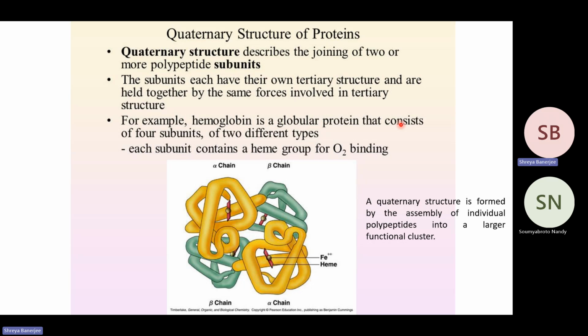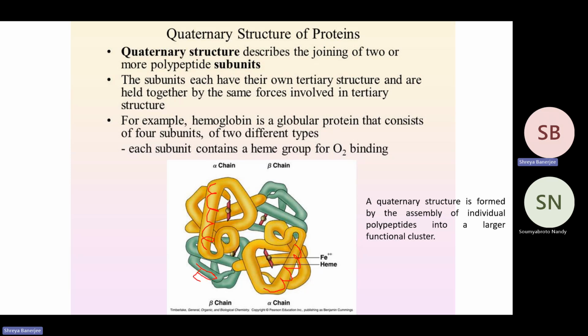And the final level of organization is the quaternary structure. Quaternary structure describes the joining of two or more polypeptide units. So this is hemoglobin, where this orange part is an alpha helix. You have an alpha helix which is folded and held together. The orange part is alpha helix and these are beta sheets. The blue is the beta sheet.